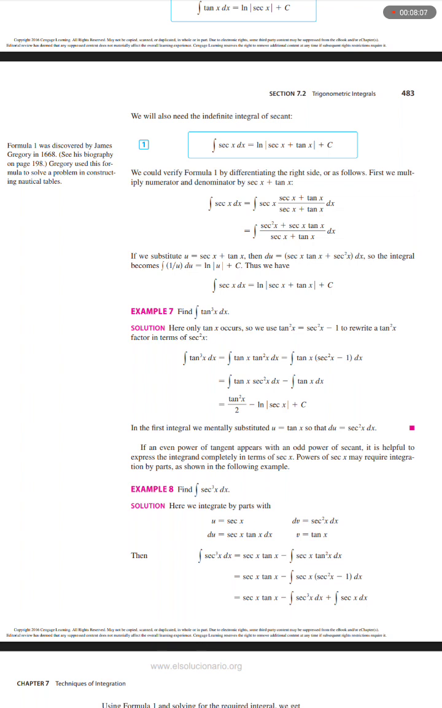If we substitute u equals secant x plus tangent x, then du equals (secant x tangent x plus secant squared x) dx. So the integral becomes the integral (1 over u) du equals the natural log of the absolute value of u plus C. Thus we have the integral of secant x dx equals the natural log of the absolute value of secant x plus tangent x plus C.